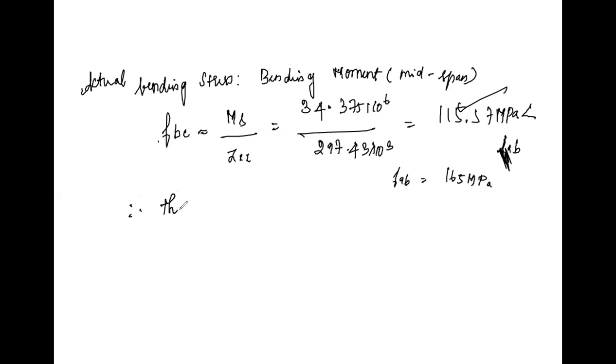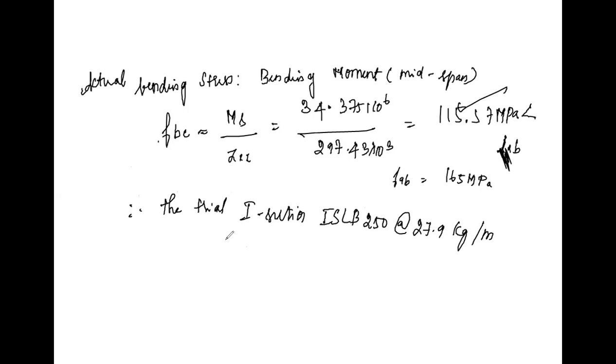So the selected trial I section, ISLB 250 at 27.9 kg per meter, can accept all the design conditions, and hence it is safe and economical. Okay, this is the design procedure for this section. Note it down. Okay, thank you.